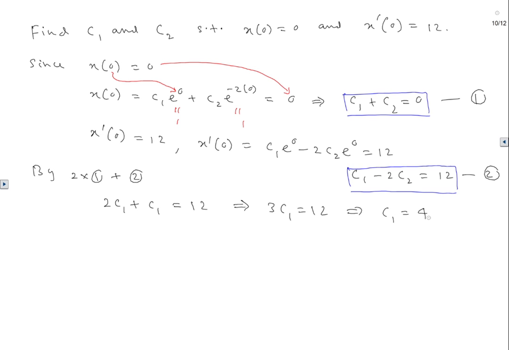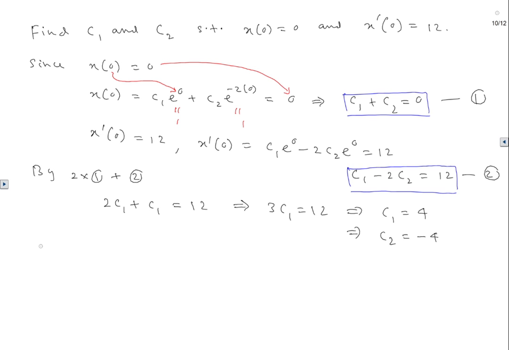So if c1 equal 4, if you go to the first equation or any equation, you can see that c2 equal negative 4. Okay, just use any equation. Good. So that means you're gonna get the other value. This is what we call the particular solution. You can see that these values are given at 0. So therefore we call these initial values.